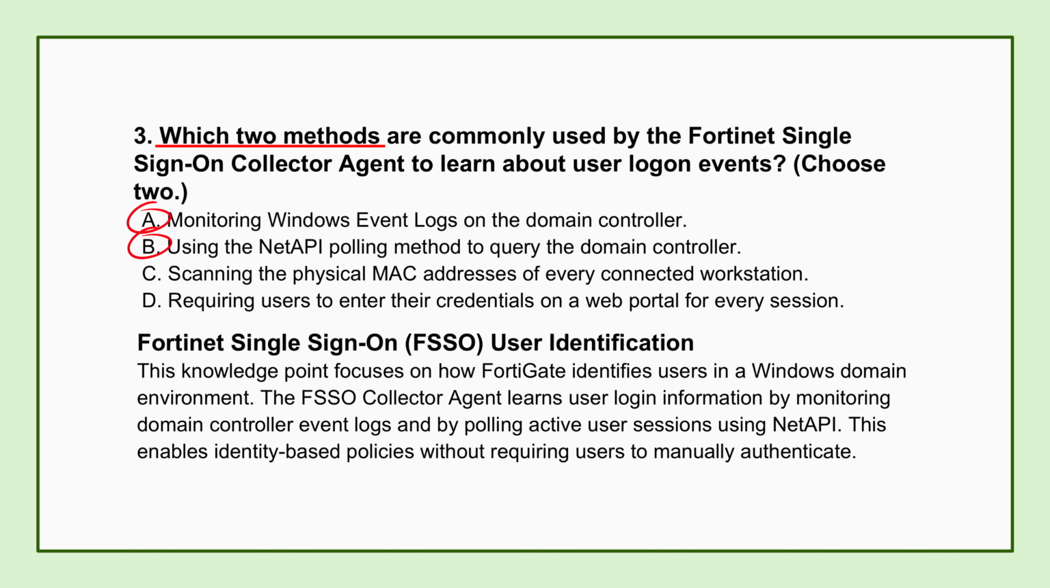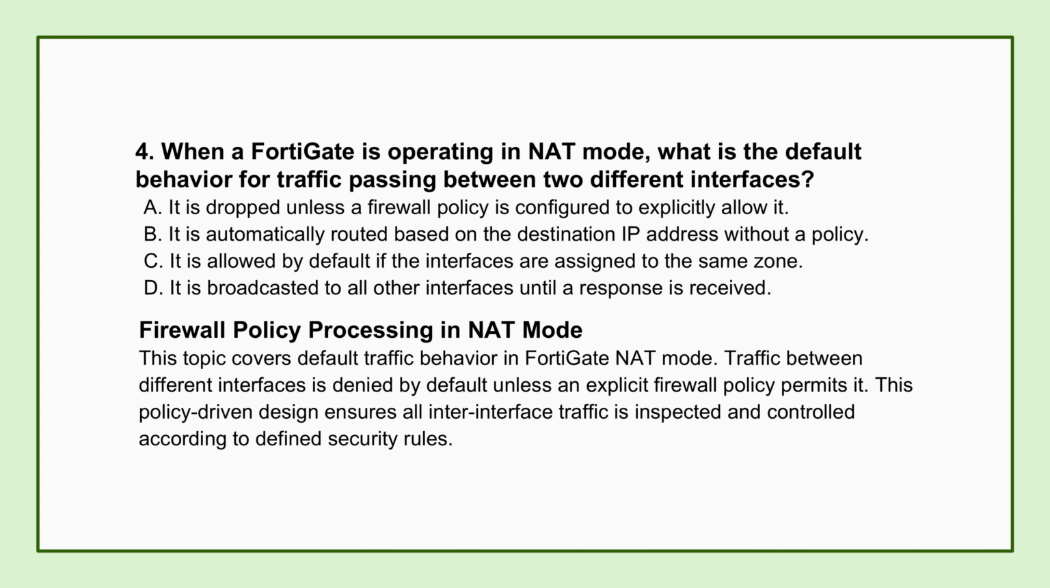Okay, so knowing the user's identity through FSSO, that's one half of the battle. The other half is making sure that even authenticated traffic stays strictly segmented. Here's where it gets really interesting. Let's look at the foundational security posture. If a FortiGate is in its most common NAT mode, what's the default behavior for traffic trying to pass between 2 different interfaces, say from the guest network to the internal server network?